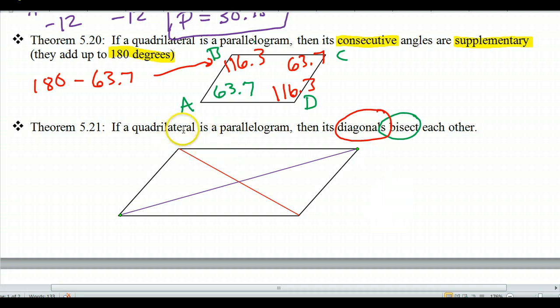Now, Matt just reminded us that the word bisect means to cut in half. So this theorem is saying that if a quadrilateral is a parallelogram, the diagonals bisect each other. That means they cut each other in half. So if I put a dot right here, this dot is the midpoint of both diagonals. So these two pieces should equal each other, and these two pieces should equal each other. That's all that's saying. That's our fourth property that I wanted to teach you today.